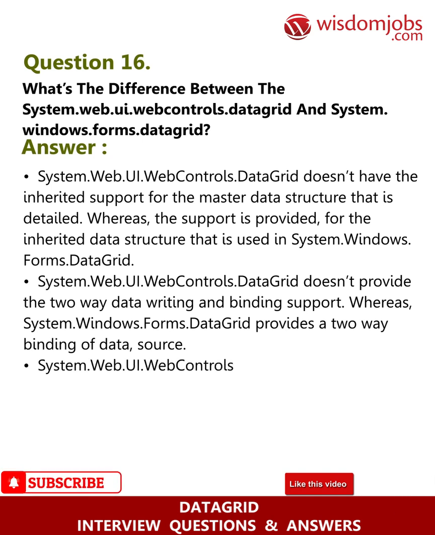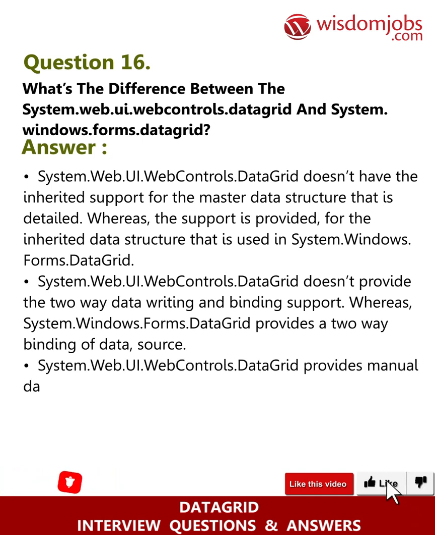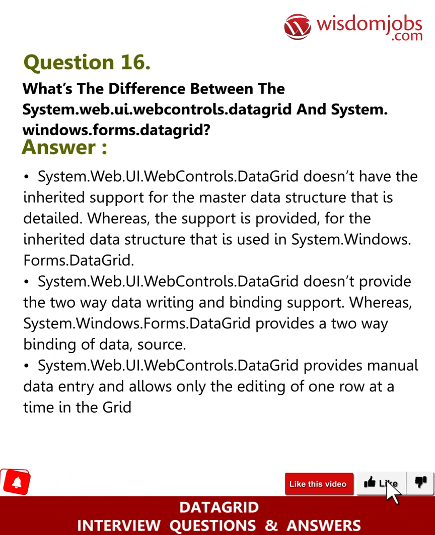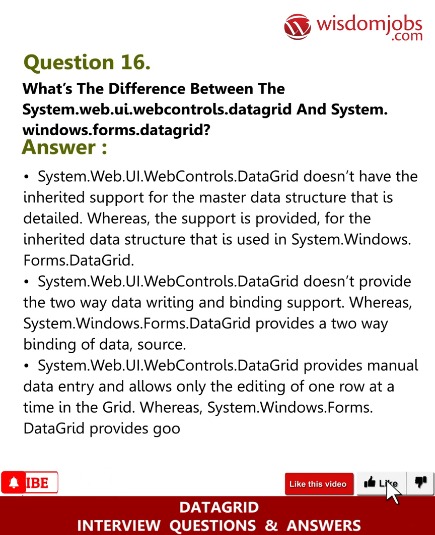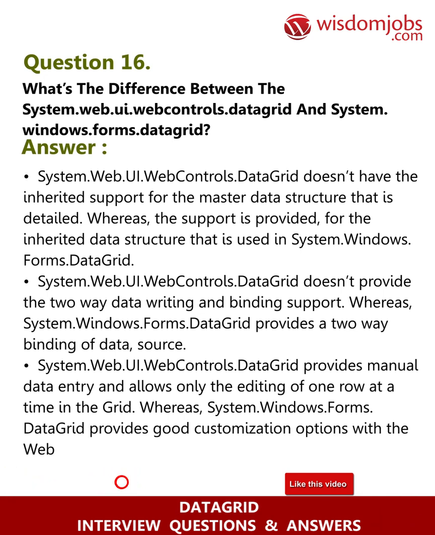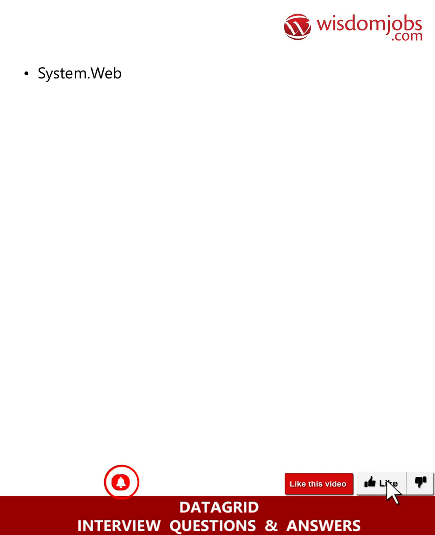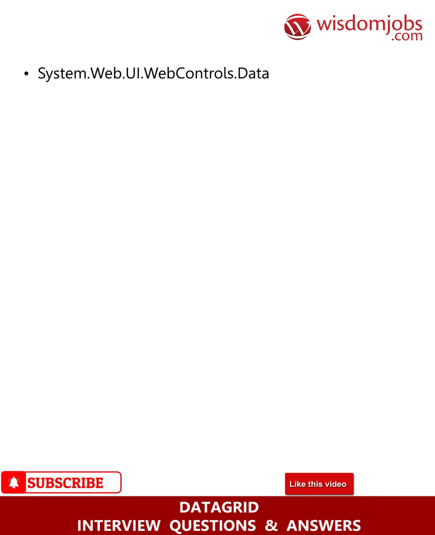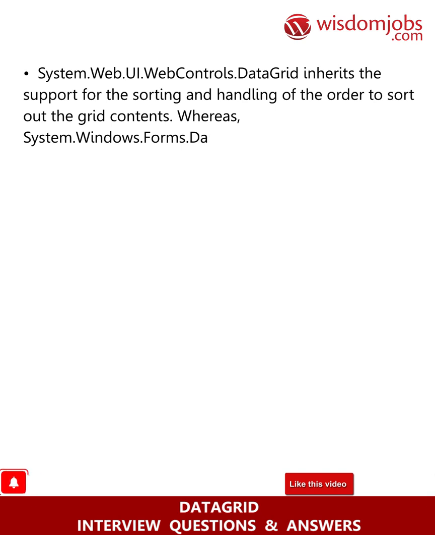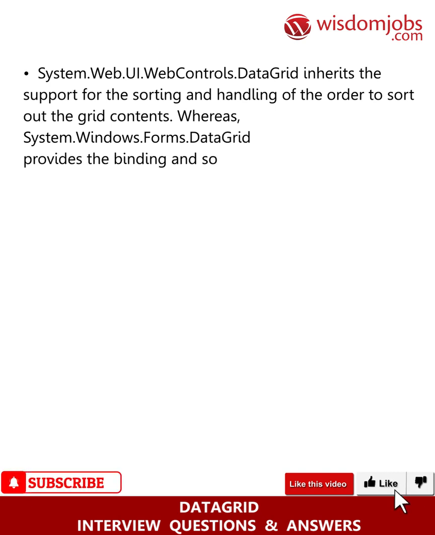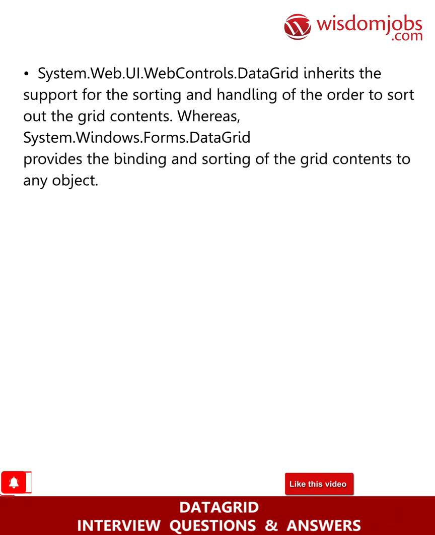System.Web.UI.WebControls.DataGrid provides manual data entry and allows only the editing of one row at a time in the grid, whereas System.Windows.Forms.DataGrid provides good customization options with the web form features. System.Web.UI.WebControls.DataGrid inherits the support for the sorting and handling of the order to sort out the grid contents, whereas System.Windows.Forms.DataGrid provides the binding and sorting of the grid contents to any object.